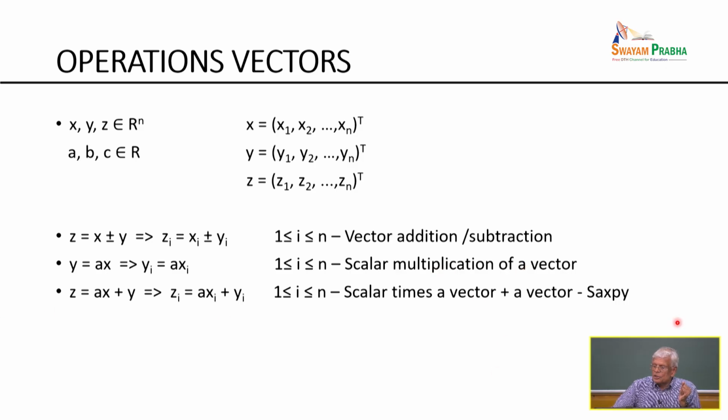Then there's an operation called SAXPY, scalar times a vector plus a vector. I have two vectors x and y. I multiply x by a, and then to this product I add y. So z_i is equal to a times x_i plus y_i. So scalar times a vector plus a vector. So these are the basic fundamental operations on vectors.